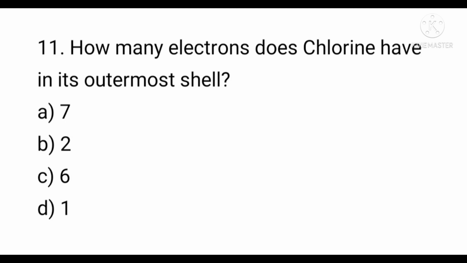Question number 11. How many electrons does chlorine have in its outermost shell? Option A 7, option B 2, option C 6, option D 1. Here the correct option is option A 7.